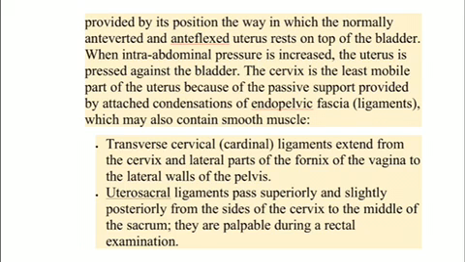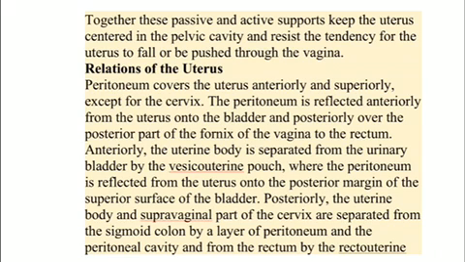So the passive and active supports that the uterus enjoys keep the uterus centered in the pelvic cavity and make the uterus resist the tendency to fall or be pushed through the vagina. So you cannot have uterine prolapse when the active and passive supports are well done.